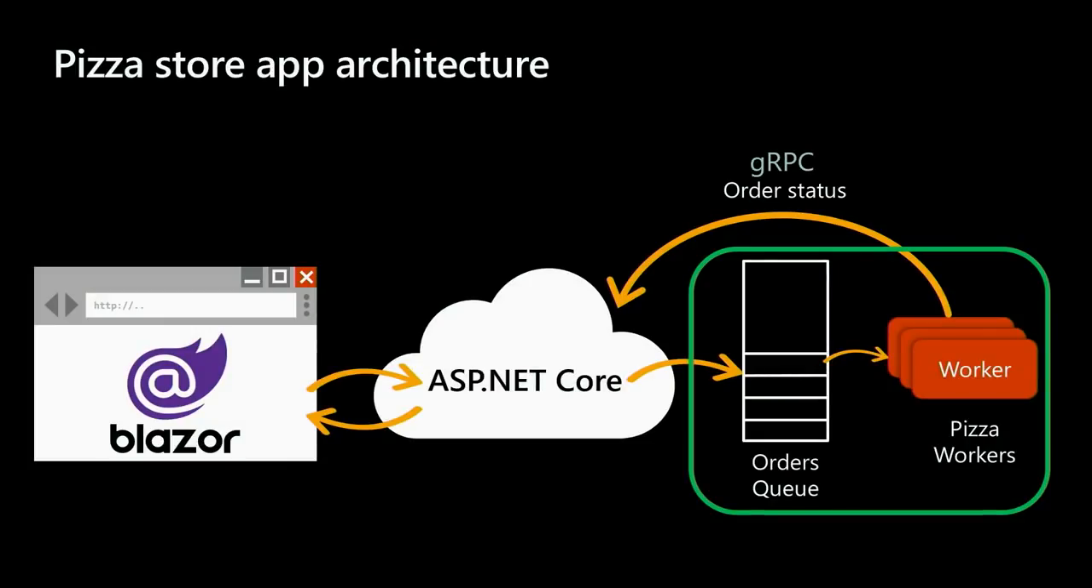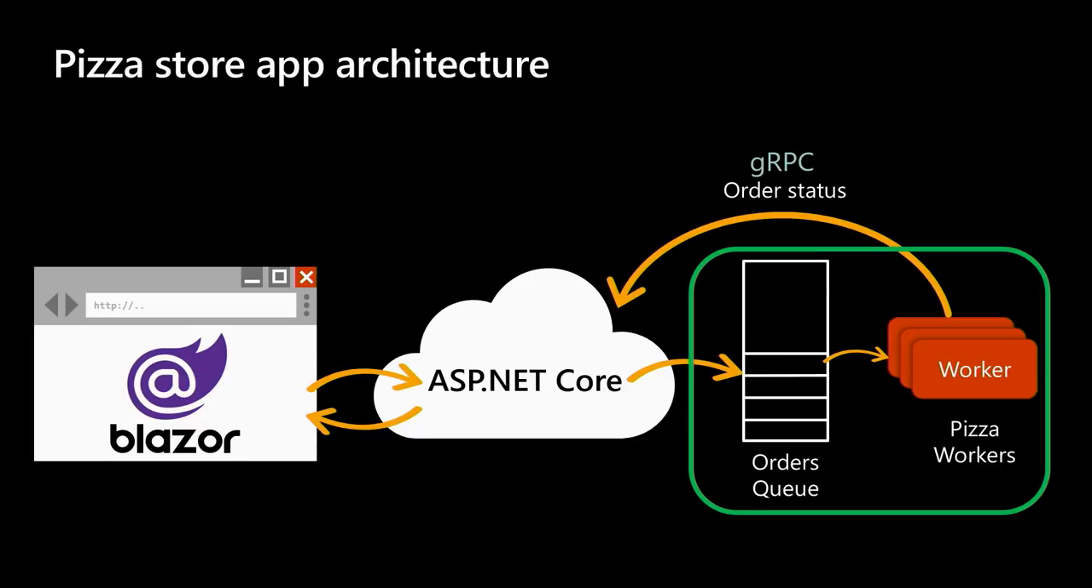OK, we've talked about the front end enough now. Let's go to the back end. What about those worker services? How are we going to get the pizza orders off of the queue and do something with them? What's the model that we should use for doing that? Do we use ASP.NET Core? Do we just write a console app?